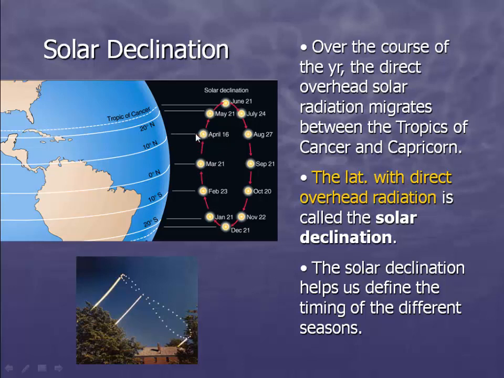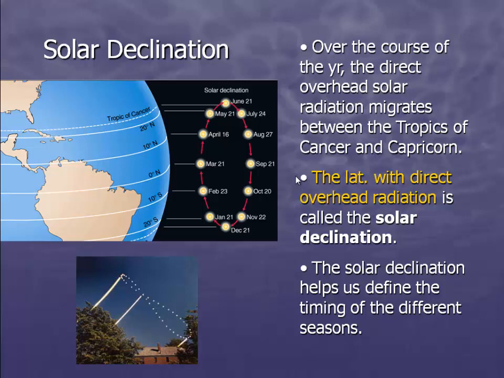So let's just take a step back for a second. Let's define solar declination. Solar declination is defined as the second bullet point, the latitude with the direct overhead radiation. Okay? Latitude with direct overhead radiation. So solar declination is not a time of the year. Several students confuse this. They want to say solar declination is February 23rd. No, wrong. Solar declination is the latitude, the current latitude, with the direct overhead radiation.